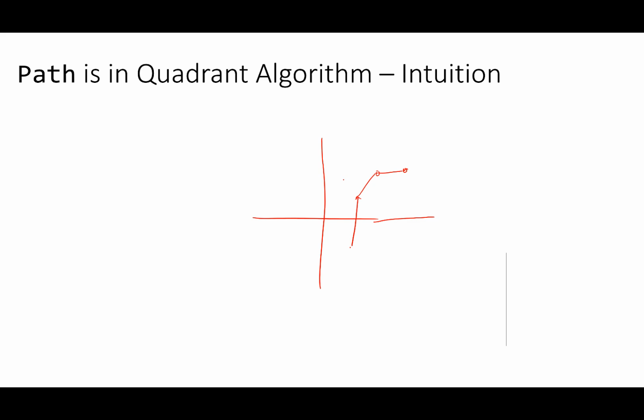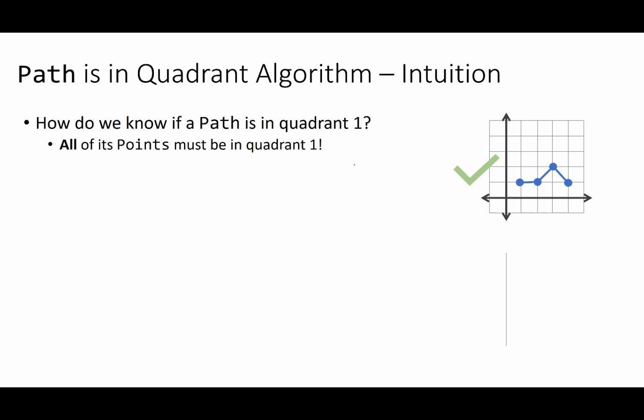If our path looks something like this, it would never return true regardless of what quadrant we gave it, because it's in 2 quadrants at once. So this method is going to tell us, is every point in this path in a specific quadrant? So how do we know if a path is in quadrant 1? Well, all of its points must be in quadrant 1.